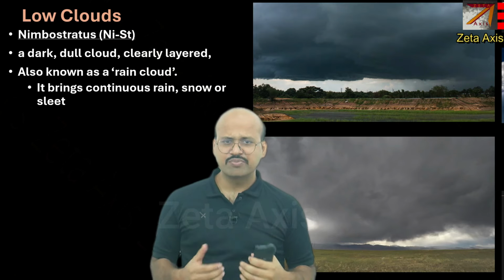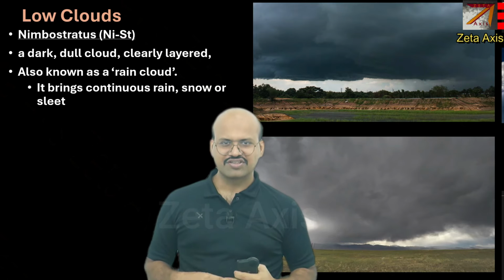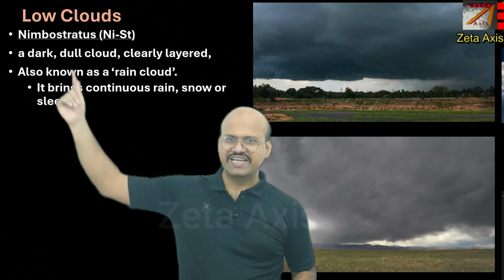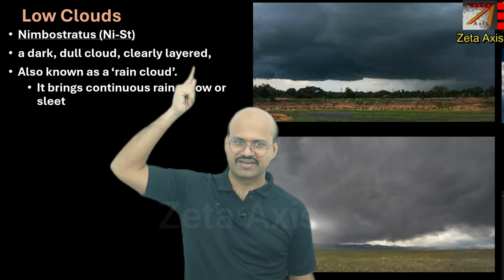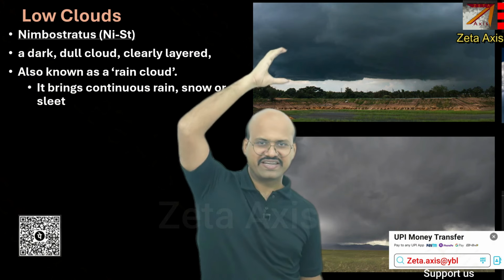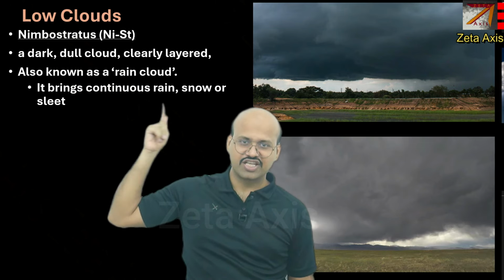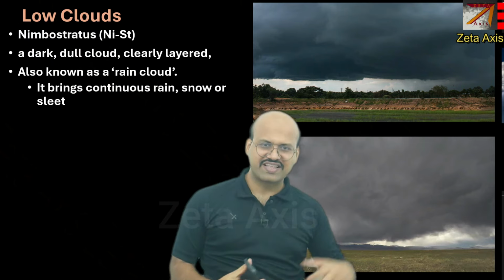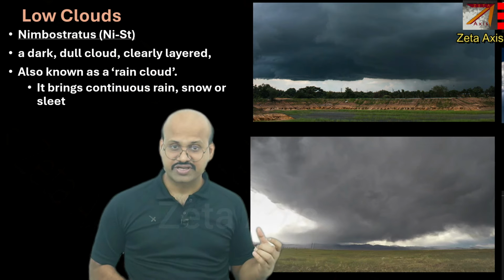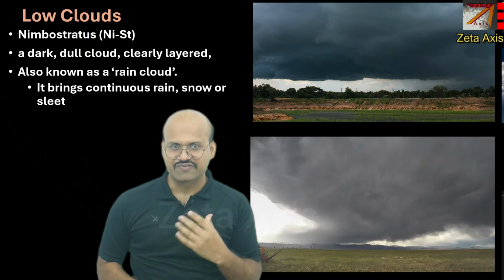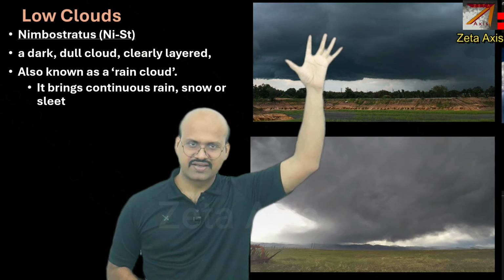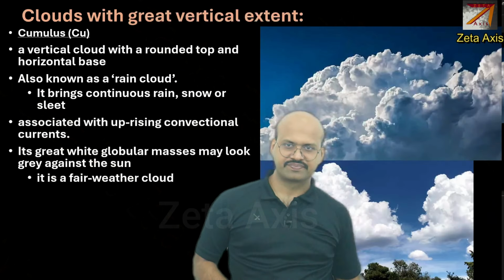Next is Nimbostratus. This is a variation of stratus which has very dark, dull clouds, clearly layered. You can see these are very dense clouds. They are also known as rain clouds. It brings continuous rain, snow or sleet. So these are the rain giving clouds. The Nimbostratus are known for giving rainfall. They are generally very dark and very evenly spread.